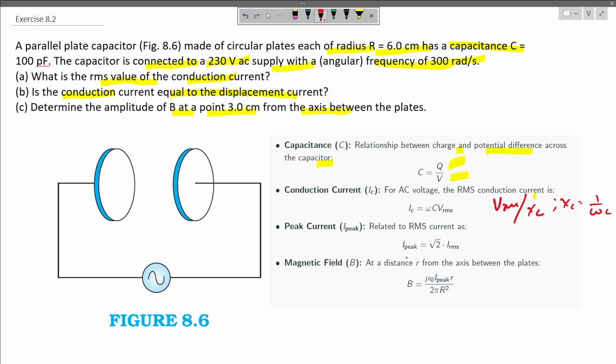The peak current is related to the RMS current as I_peak equals root 2 I_RMS, and the magnetic field at a distance r from the axis between the plates is mu naught I_peak r by 2 pi R square, where r is the distance of the point from the axis of the plate, and this capital R is the radius of each circular plate.